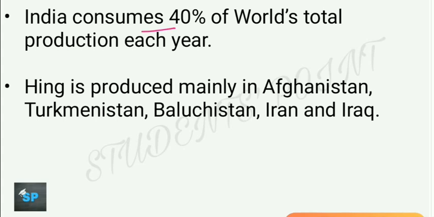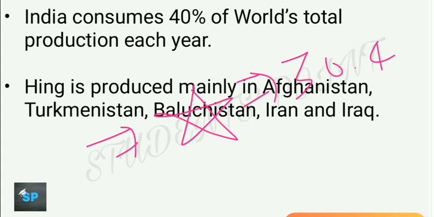And as I told, 40% of the world's total production is consumed by India each year, and Hing is produced mainly in Afghanistan, Turkmenistan, Balochistan, Iran and Iraq. Remember these countries: Afghanistan, Turkmenistan, Balochistan, Iran and Iraq. And Hing is a very costly spice. Around it costs 30 to 40,000 per kg.